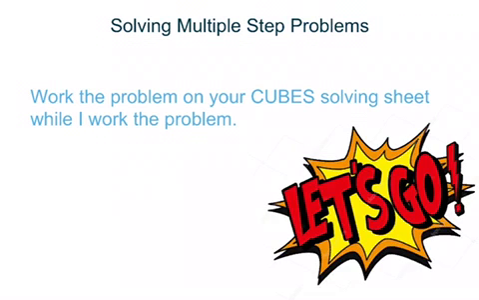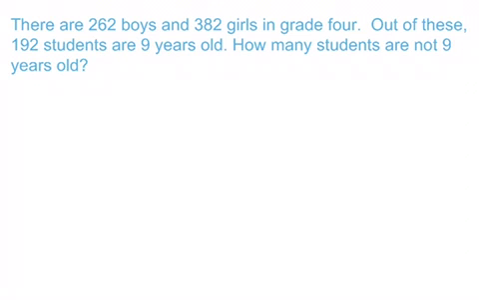All right, let's go. So our problem today is there are 262 boys and 382 girls in grade 4. Out of these, 192 students are 9 years old. How many students are not 9 years old?